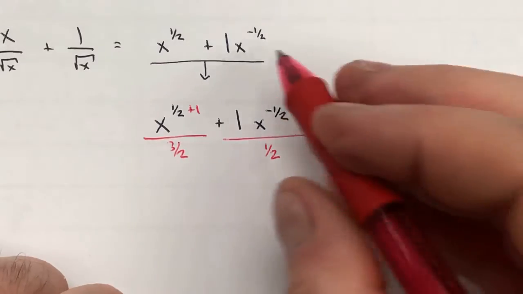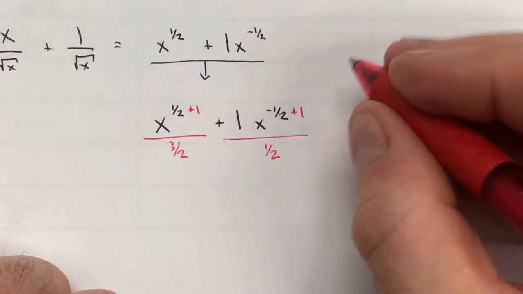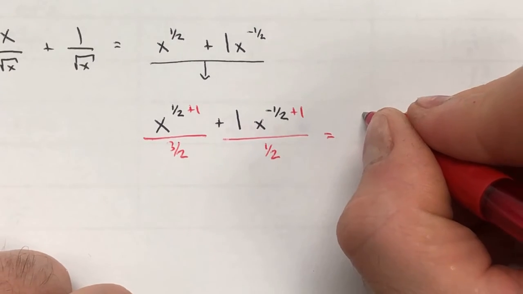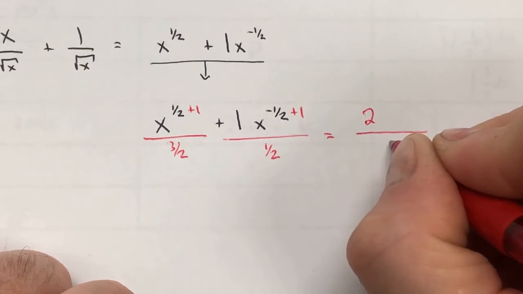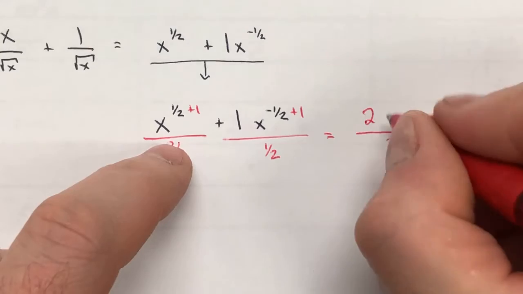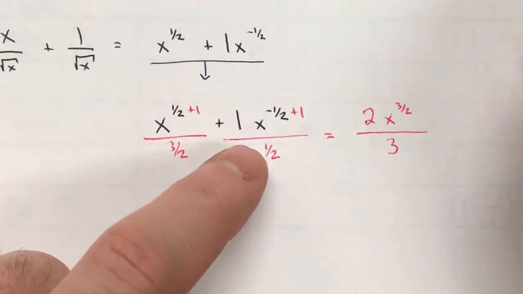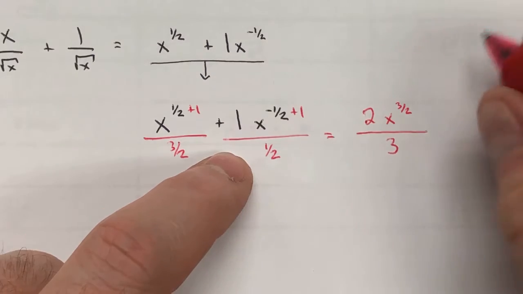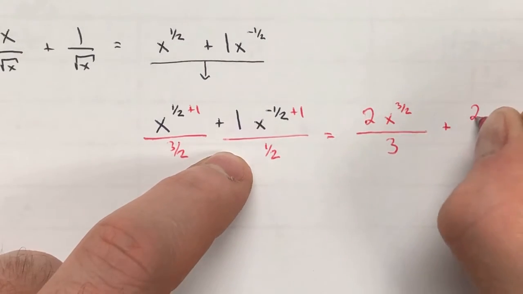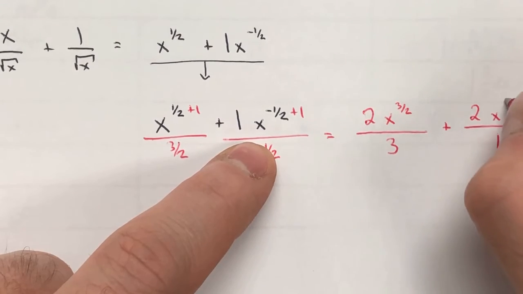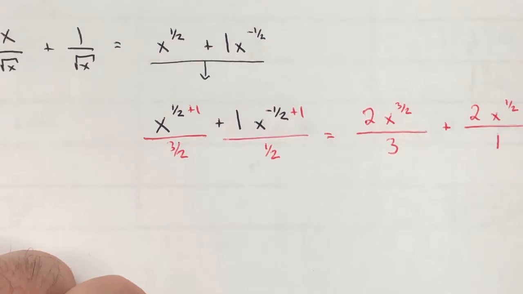So if I take this, 1/2 plus 1 is 3/2, and if I divide by a fraction, we're going to keep change flip. So that's going to be 2/3 x to the 3/2. Again, if we divide by a fraction, keep change flip. That's going to be 2 over 1. Negative 1/2 plus 1 is 1/2.